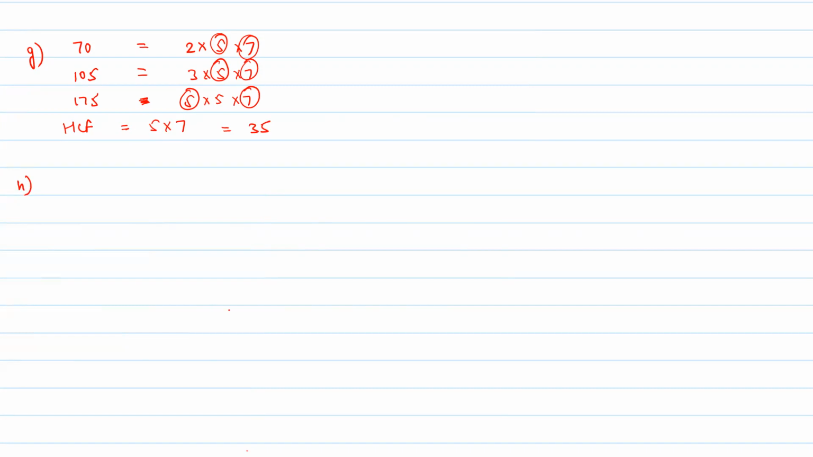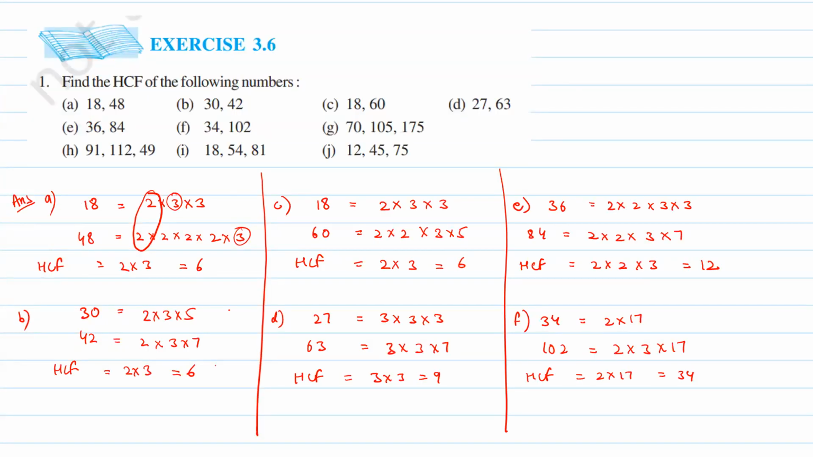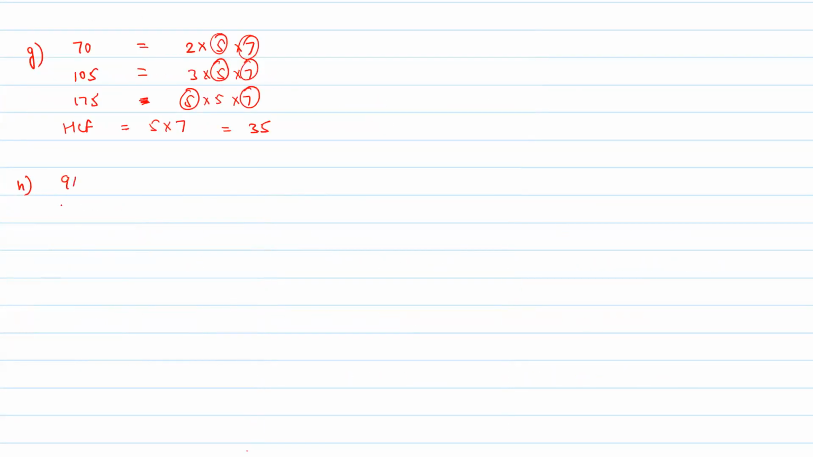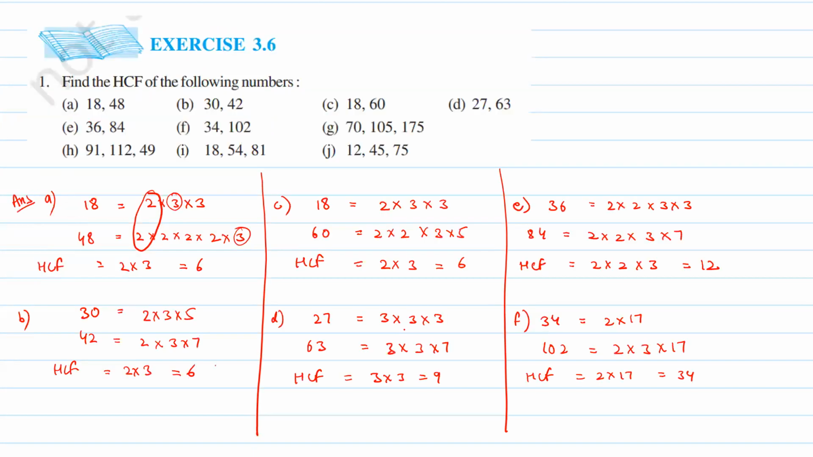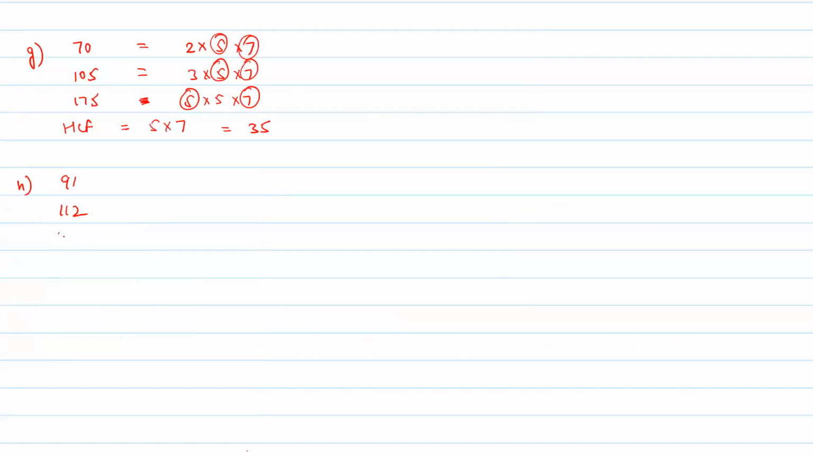H part is 91, 112, and 49. 91 can be written as 7 into 13. 112 can be written as 2 into 2 into 2 into 2 into 7. And 49 can be written as 7 into 7. So HCF is, which is common in all, 7.